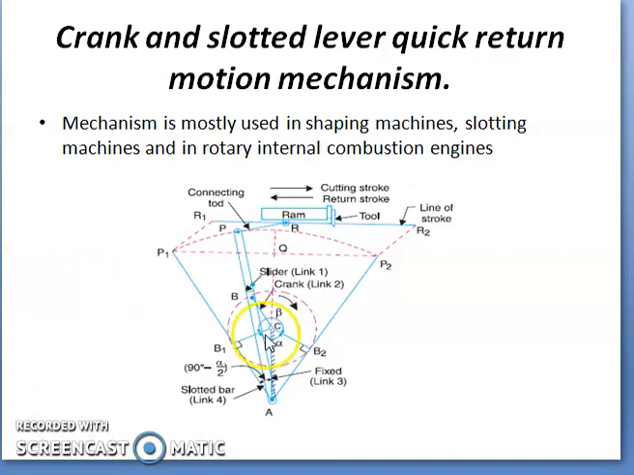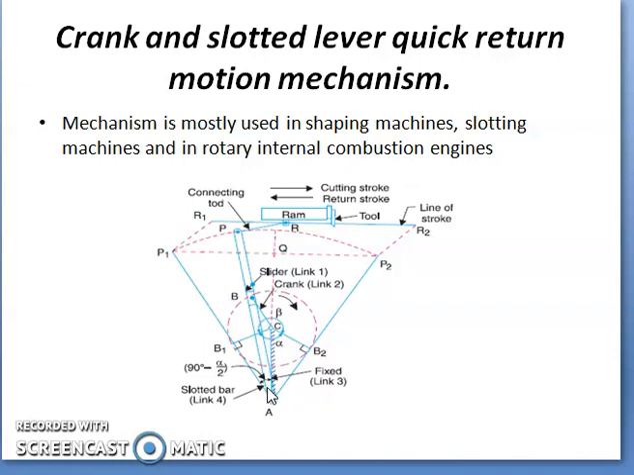So here again you can see the 4-bar mechanism. Here you can see the crank, and this is the fixed link, and here you can see another link in which this is the slider. Okay, so here you can see the slider, here you can see the crank, that is link 2, and here you can see link 3, which is fixed, and you can see link 4. So instead of having just guideways, it is in the form of a slotted bar.